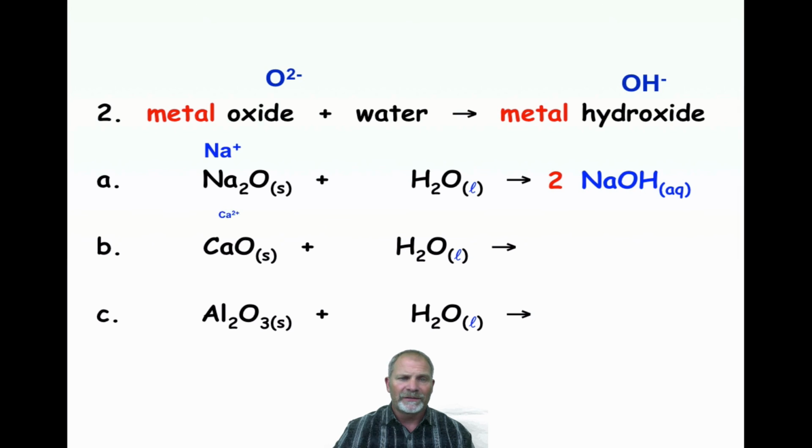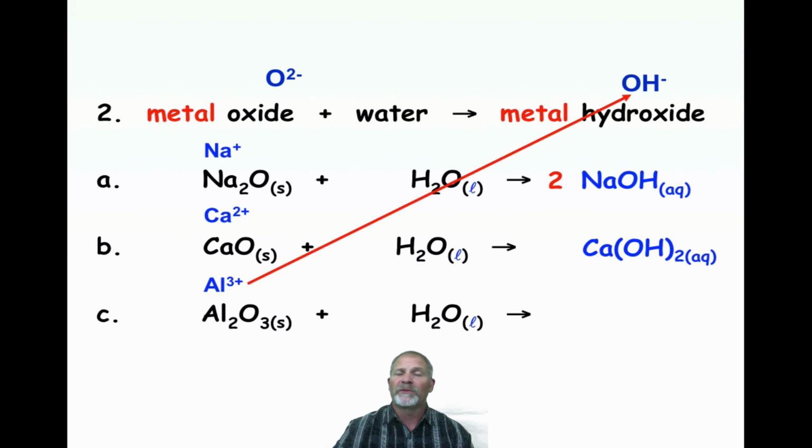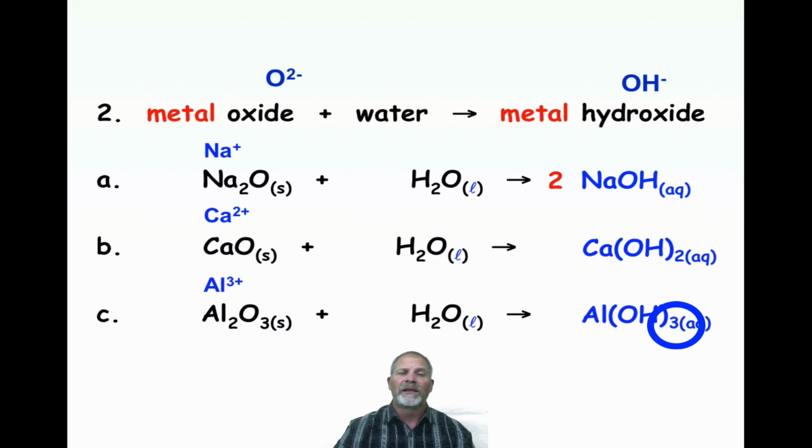And then I balance it. Next one, calcium oxide plus water. So the calcium is going to join up with the hydroxide to form calcium hydroxide. I need 2 hydroxides to zero it out. Therefore, I use parentheses. In this situation, it is already balanced. Look at my next one, aluminum with 3 plus. It's going to form with hydroxide. So I need 3 hydroxides to protect it with parentheses. And then I actually balance it.